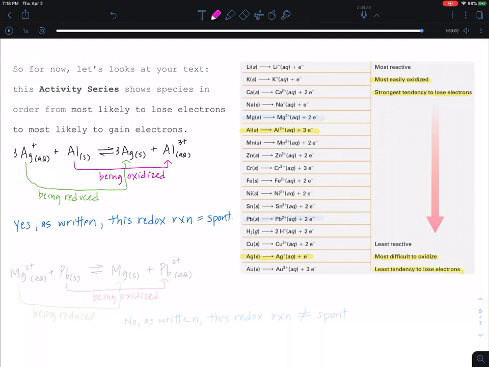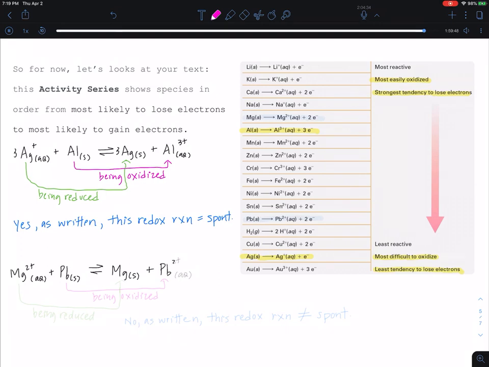If I had written it in the reverse, where I took the aluminum 3+ ion and allowed it to interact with the silver, then because the silver is less likely to be oxidized, that would be a redox reaction, but it would not be spontaneous. What about, let's try one more. Let's make up another. Let's take magnesium 2+ and mix it up with some lead. What do we get out the other side?